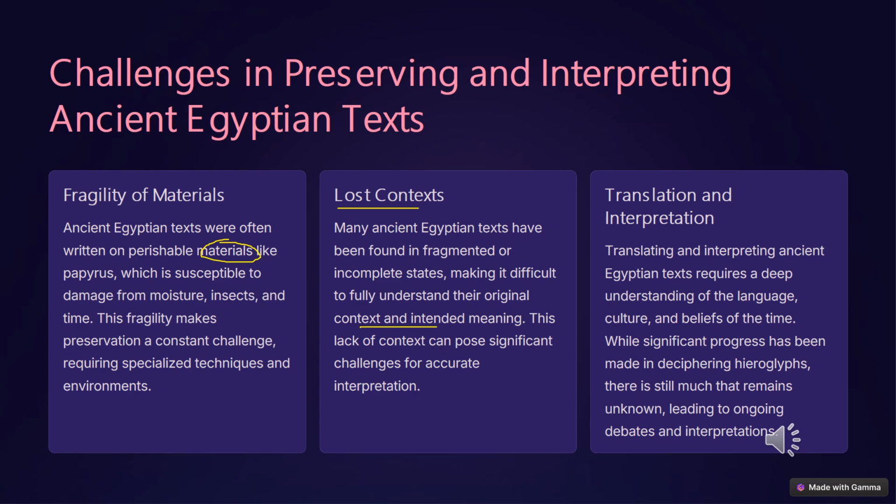Then we have translation and interpretation. Translating and interpreting ancient Egyptian texts requires a deep understanding of the language, culture, and beliefs of the time. While significant progress has been made in deciphering hieroglyphs, much remains unknown, leading to ongoing debates and interpretations.